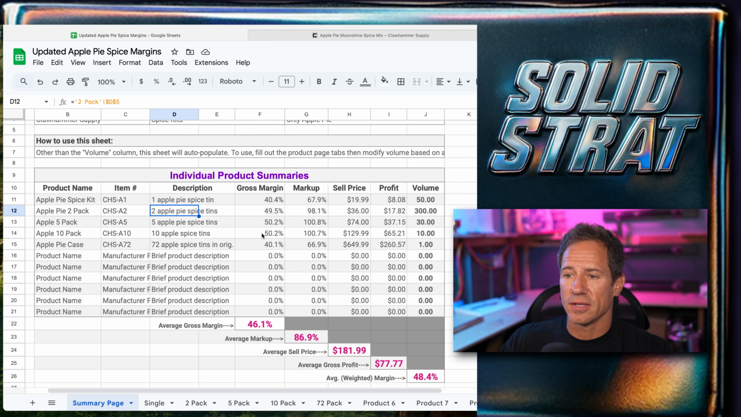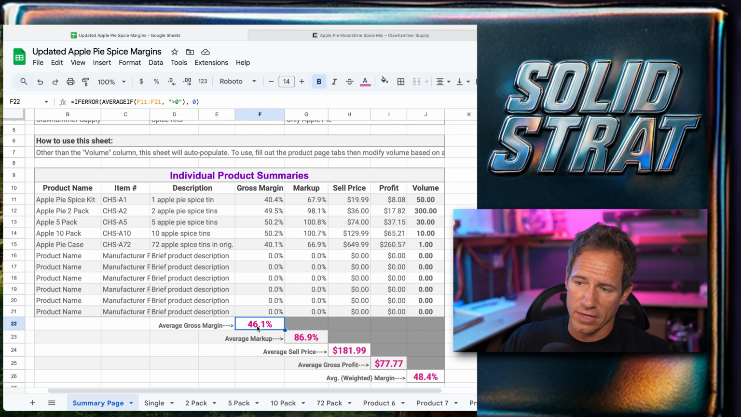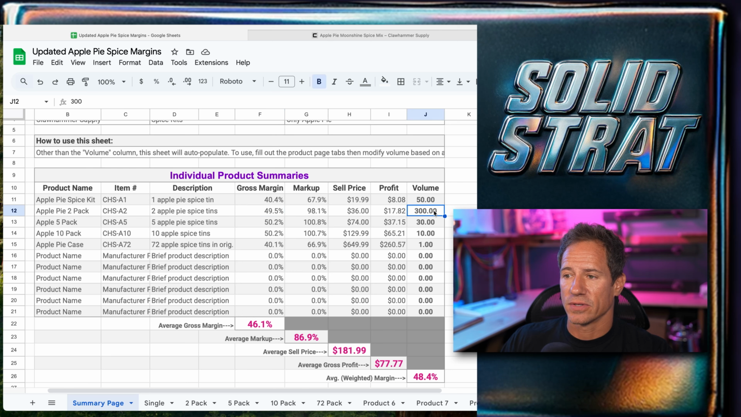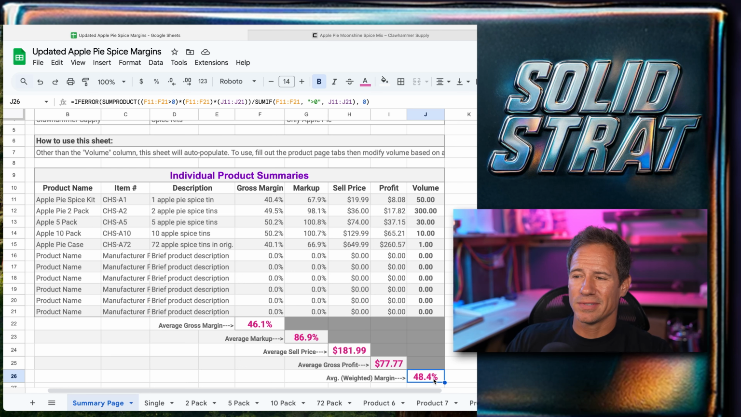Now, if we were just to look at the gross margin for these, like we've already done here in the last formula, it's 46.1%. But we can see that we sell a lot more of this 50% margin item here, this 2-pack, than we do of the 40% margin single. And because of that, our weighted average is a bit higher than our average gross margin. It's 48.4%. Now you might be thinking, well, what's the big deal? I mean, why do I need to know this? Because it's pretty close to what I kind of thought it would be just based on the average.